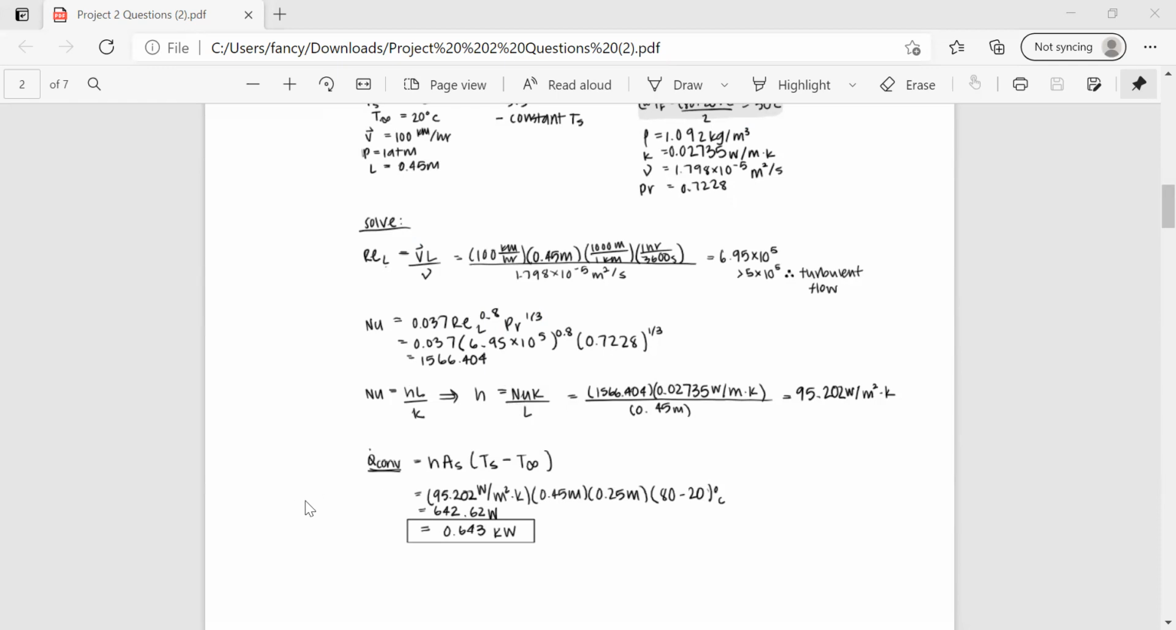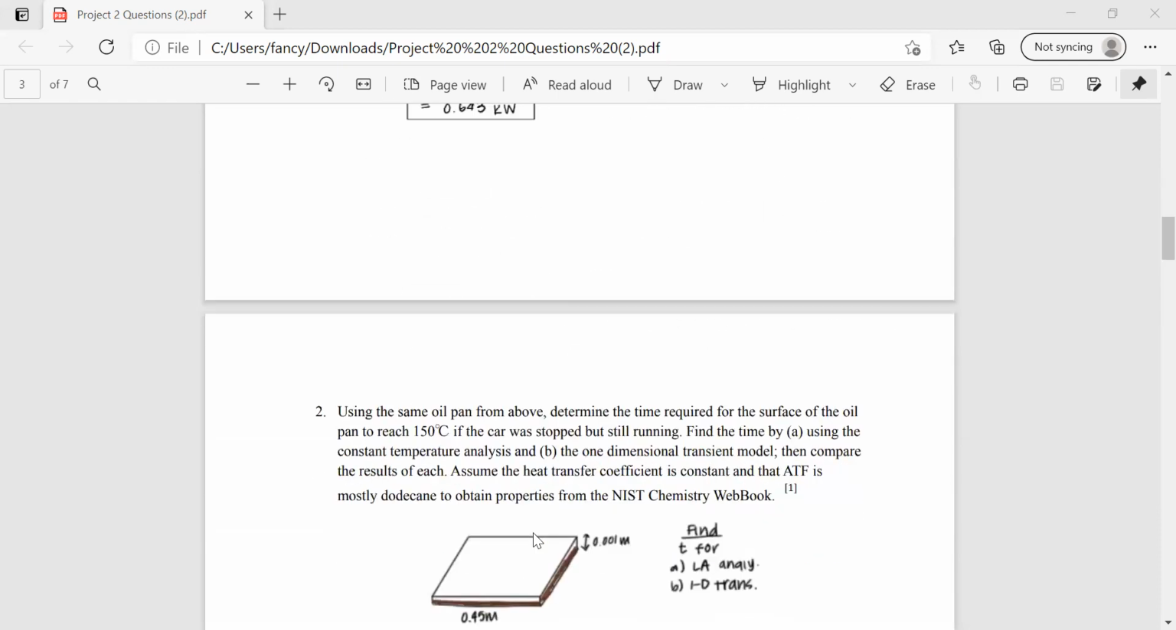And then convection shows up in this question because you use Newton's law of cooling to find the convective heat transfer rate. And this is the value that you get.